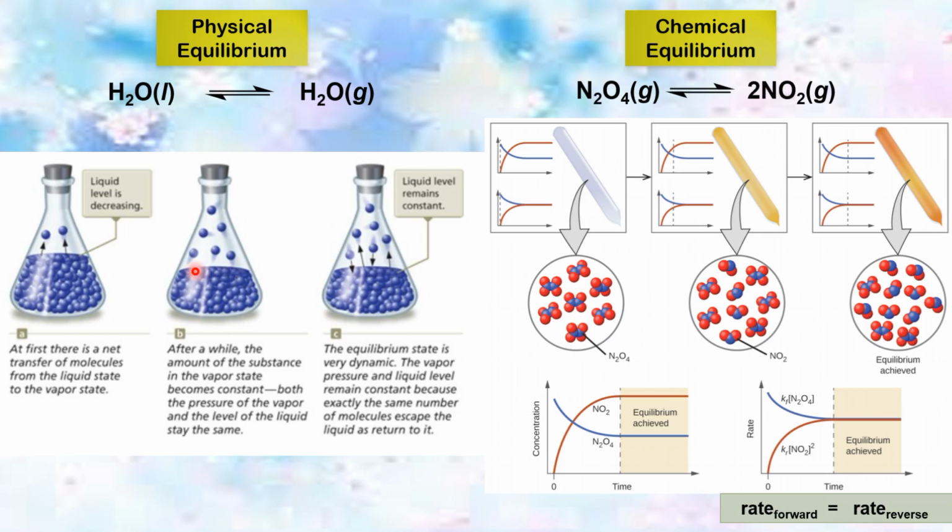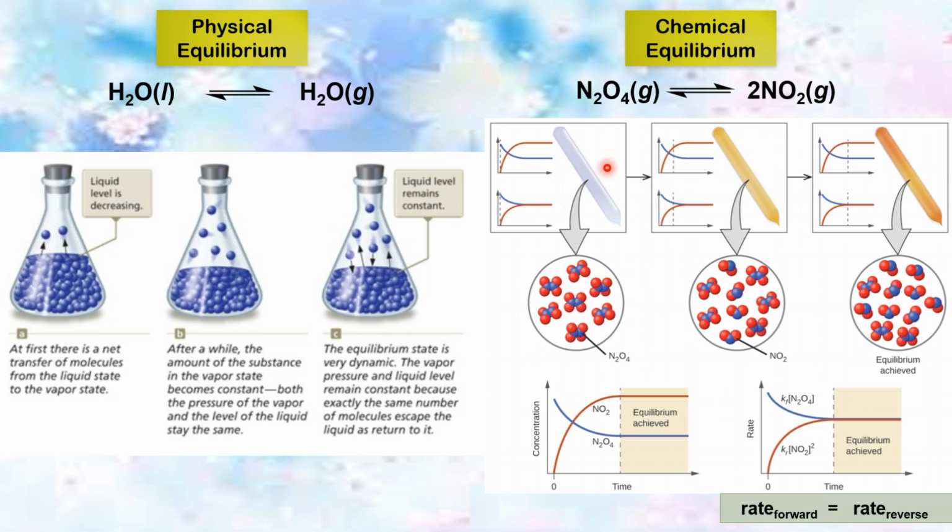It does not change, which means the amount of liquid that is vaporized into vapor is the same as the amount of water vapor that is converted into liquid, or water vapor condensing into liquid. Therefore, the level of liquid remains unchanged. This shows that the system has already achieved equilibrium.